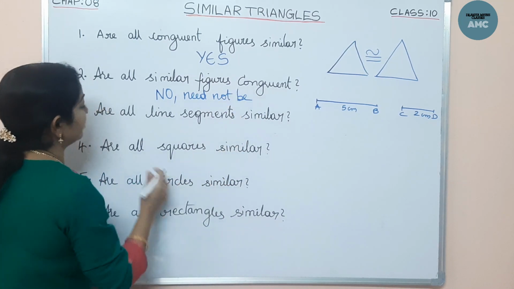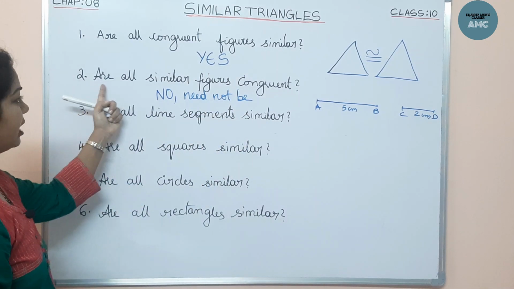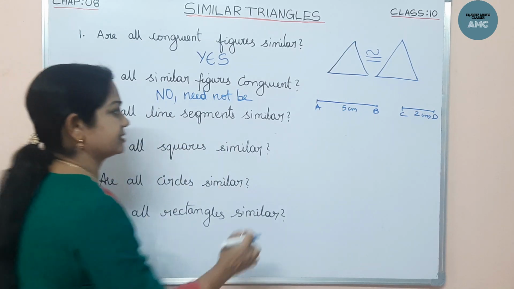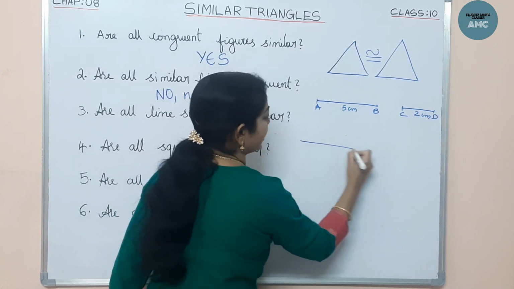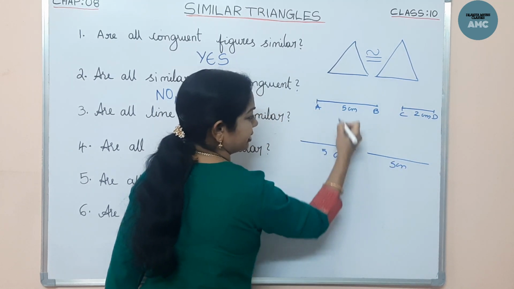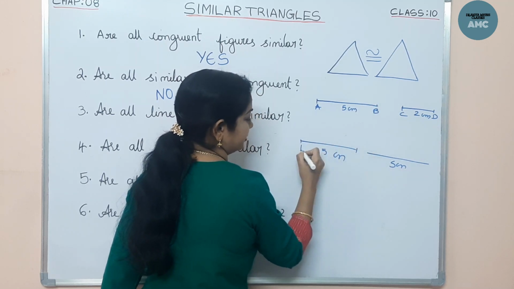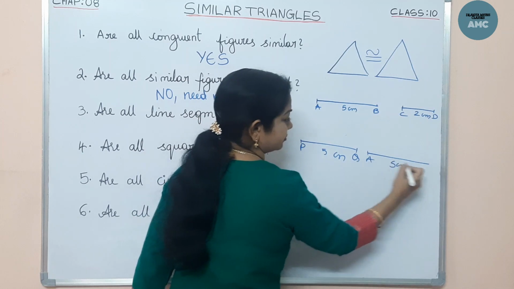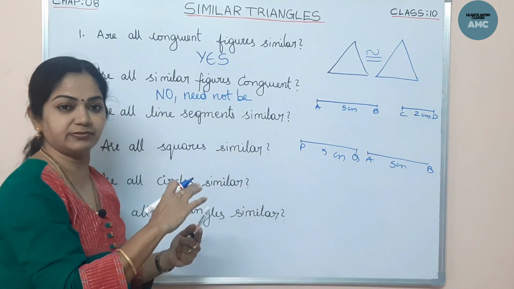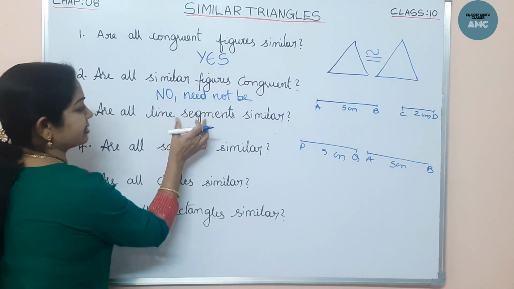Now, are all line segments similar? Yes, you take this case. Any line segment, even if it is 5 and 5, or in the case of 5 and 2, these are all similar. Even though they are 5 centimeters, 7 centimeters, 3 centimeters, they are lines, they have the same shape. So, all the line segments are similar.